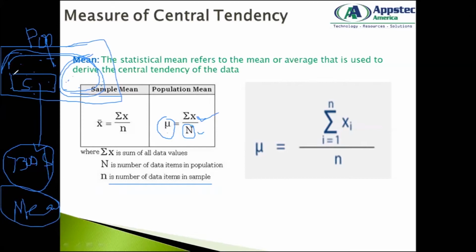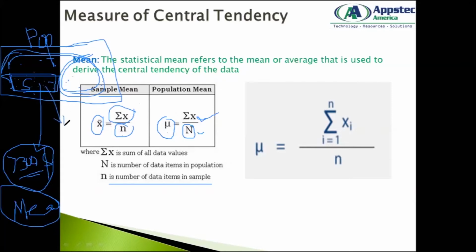Now, if I only want to identify that for the sample that I created, where customers have bought more than $300, I need to find the mean. The formula is the same, but we denote the sample mean as X bar equal to summation of X divided by n. n is the number of customers that you have in your sample.